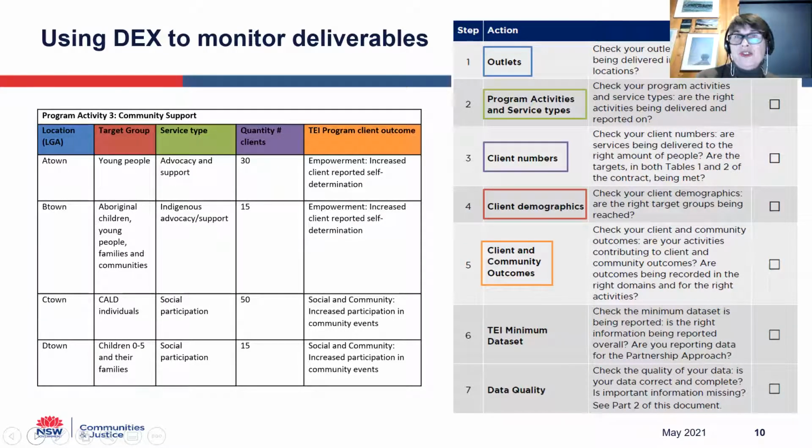In your schedule, these are the areas. So if you're checking your outlets, you'll be looking at the location column in your schedule. The program activities and service types are there. Program activity is across the top and the service types down in the green column. The client numbers are obvious. The client demographics are there in target group. And you're looking at the client and community outcomes there in the TEI program client outcome column.